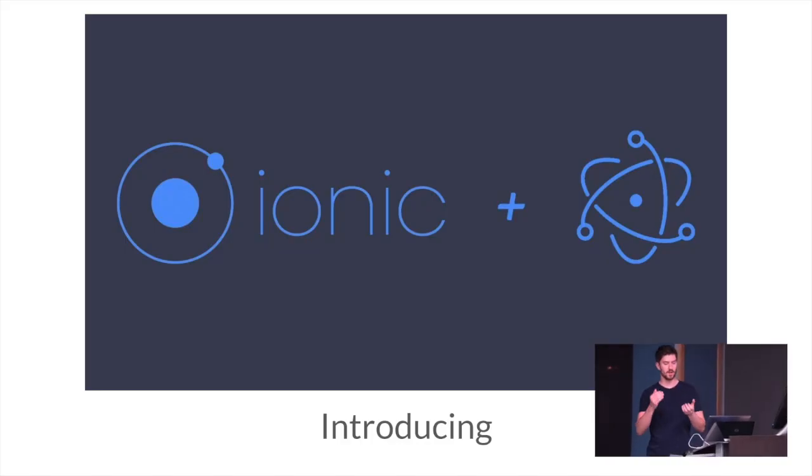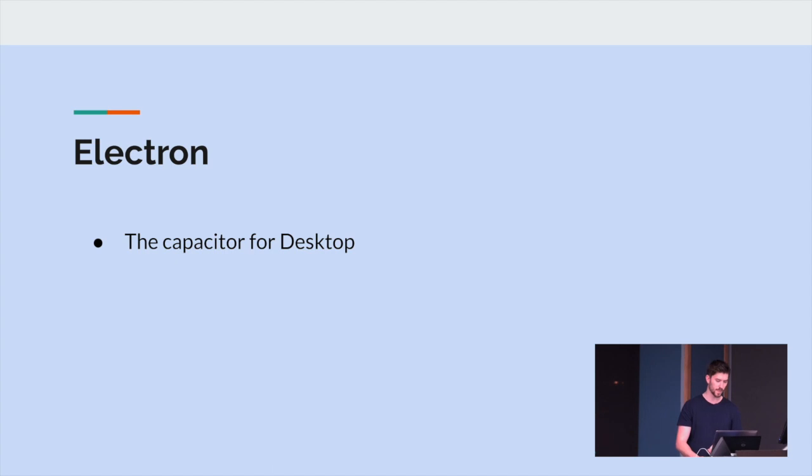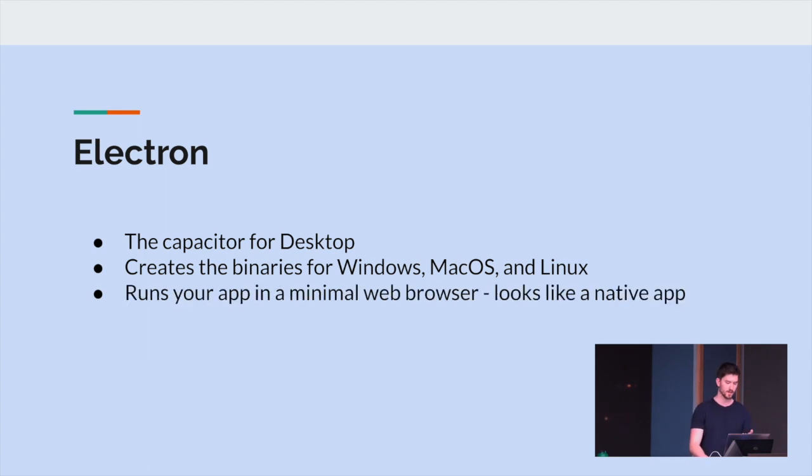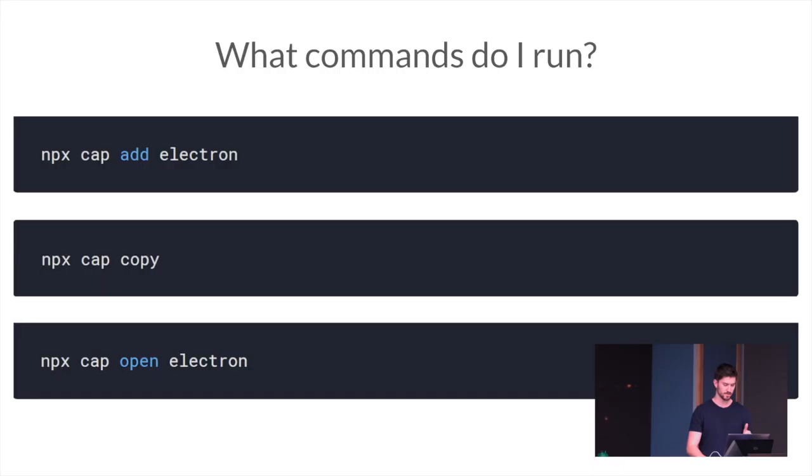So I also kind of introduced Electron momentarily, but let me actually fully introduce it to you. Think of Electron as the Capacitor for desktop. It's going to create these binaries for Windows and macOS and Linux, and it runs your app in a minimal web browser. But it looks like a native app, which is the good thing.